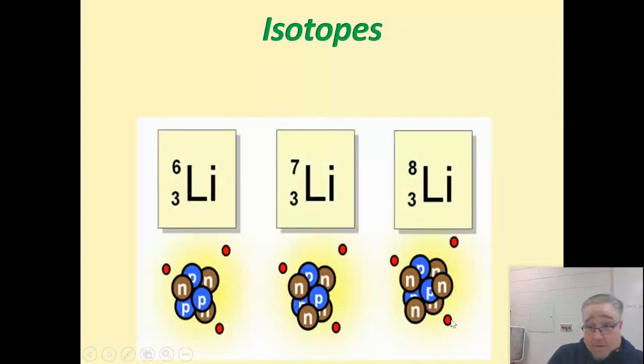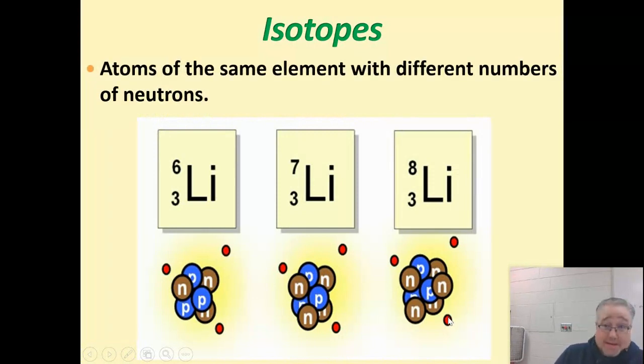So why would we need to know the mass number at all? Well, here's why. These are what we call isotopes. Isotopes are atoms of the same element. So for example, these are all lithium, but they have different numbers of neutrons. If you look here, this is what we call lithium-6. I want you to look at the picture below the symbol here. You see these little balls, you got some blue ones and some brown ones and some red ones. So this is the atom. This is a lithium-6 atom.